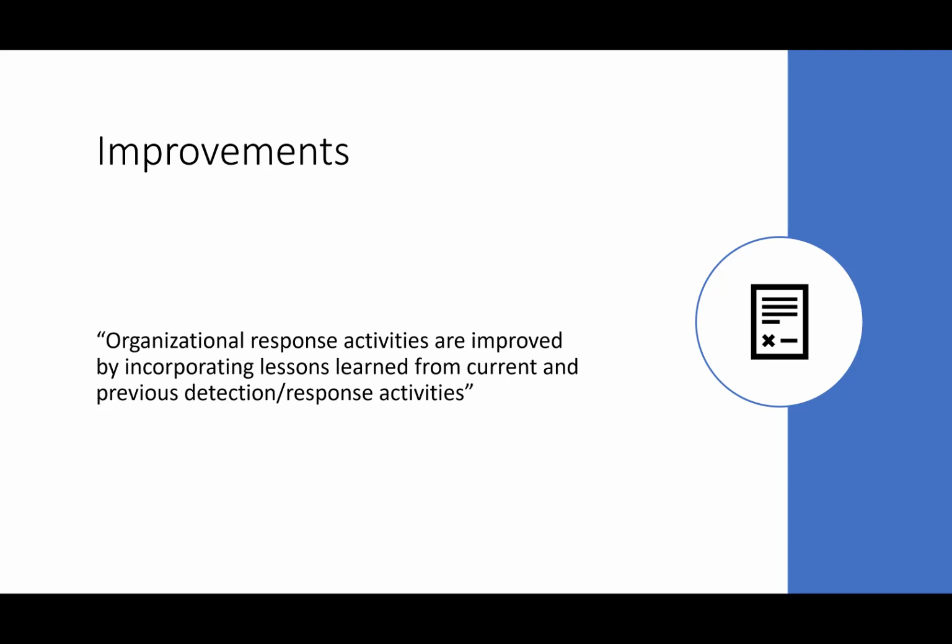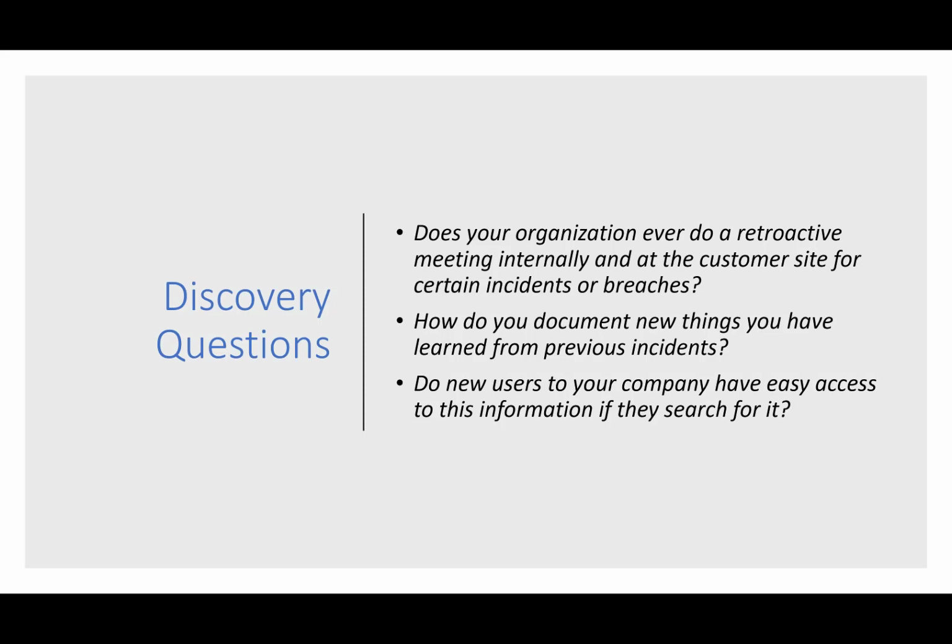Next category here is improvements, last one actually. So organizational response activities are improved by incorporating lessons learned from current and previous detection response activities. So all this comes back, are you doing retroactive? When something goes wrong, are you guys actually having a meeting about it afterwards to say, where did we screw up, in the sense of maybe your internal process, or how did this vulnerability get through in another sense?